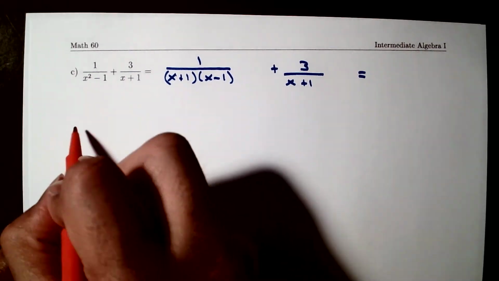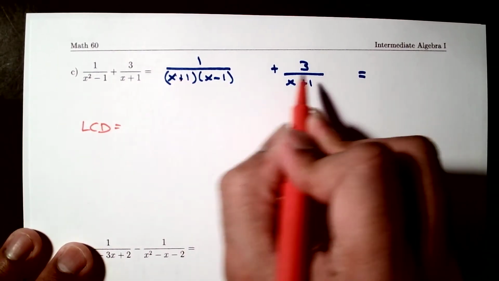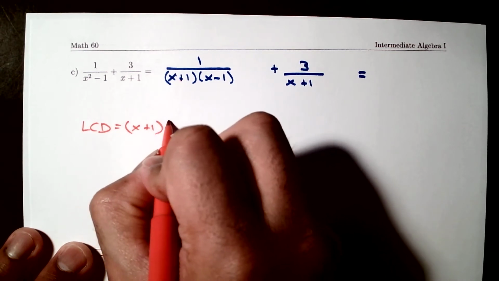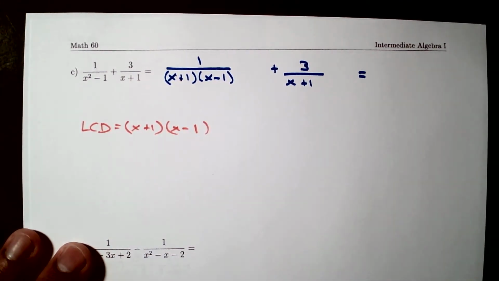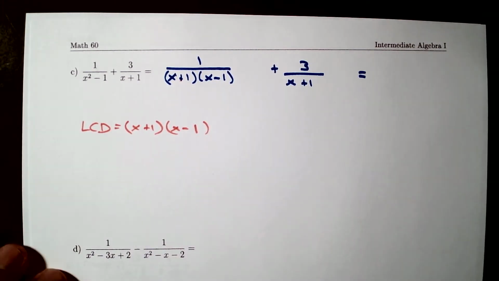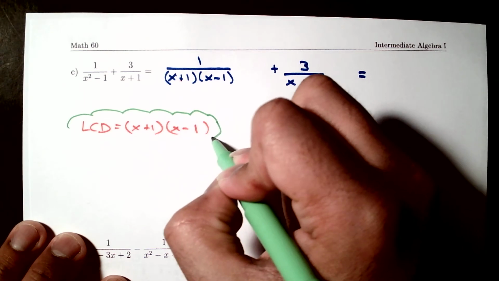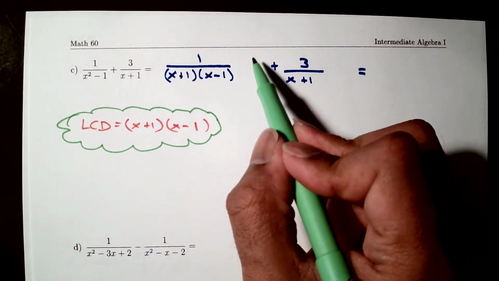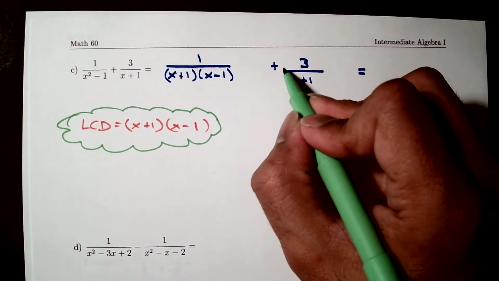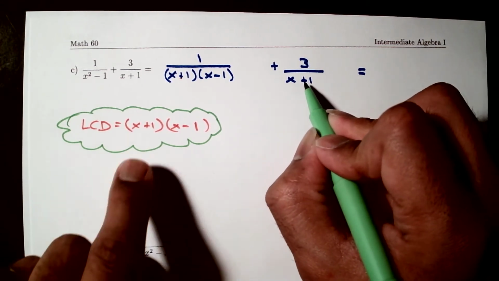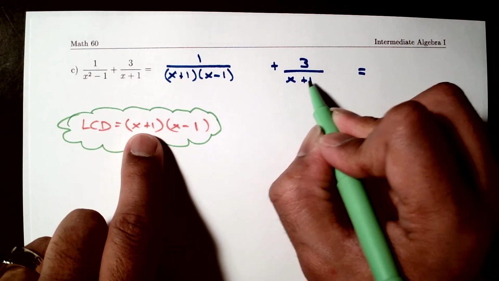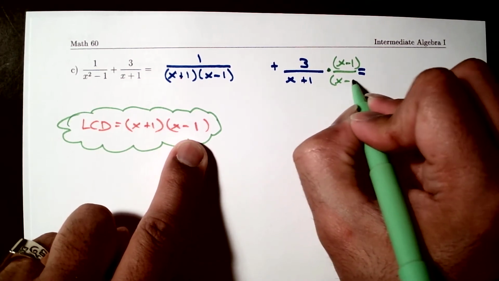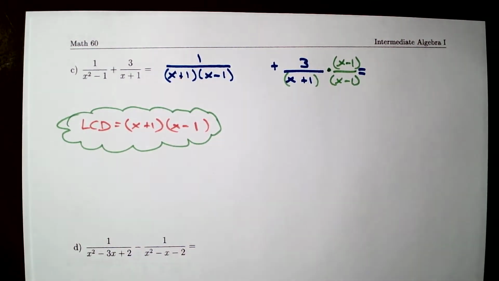Alright, so let's find the LCD. So the LCD will be the product of the distinct factors in this case. One of them is x plus 1, and the other is x minus 1. Alright, well, notice the first fraction already has the full LCD, so we don't need to add any missing factors. However, it is not the case for the second fraction, because that only has as the denominator the factor of x plus 1. So we need to add one missing factor, x minus 1. Don't forget to add actually parentheses here.